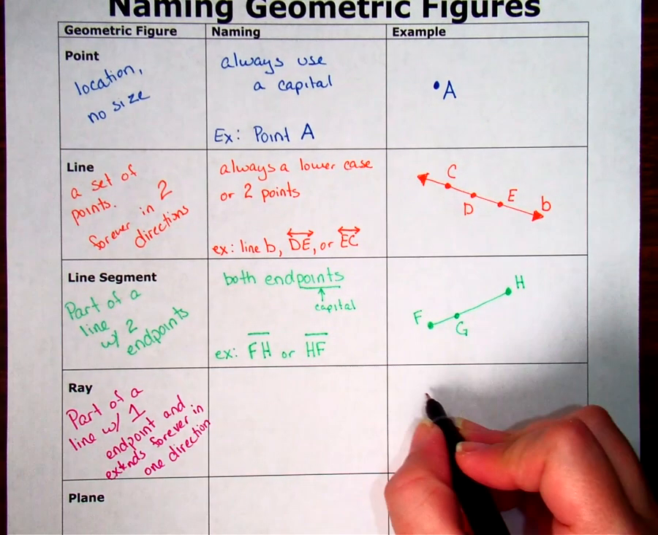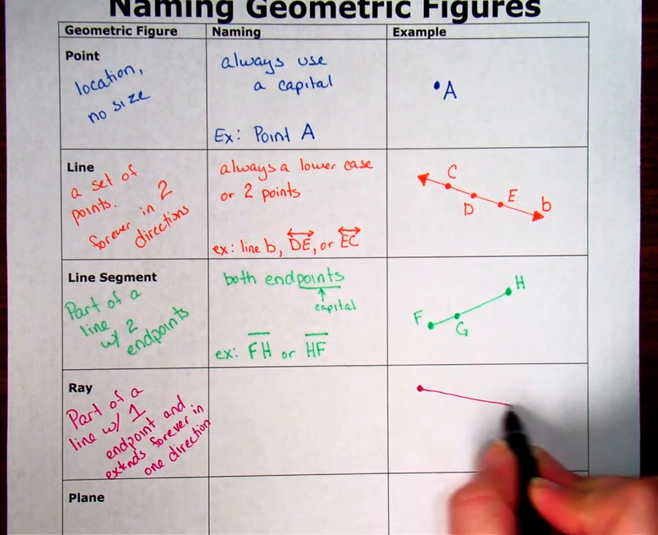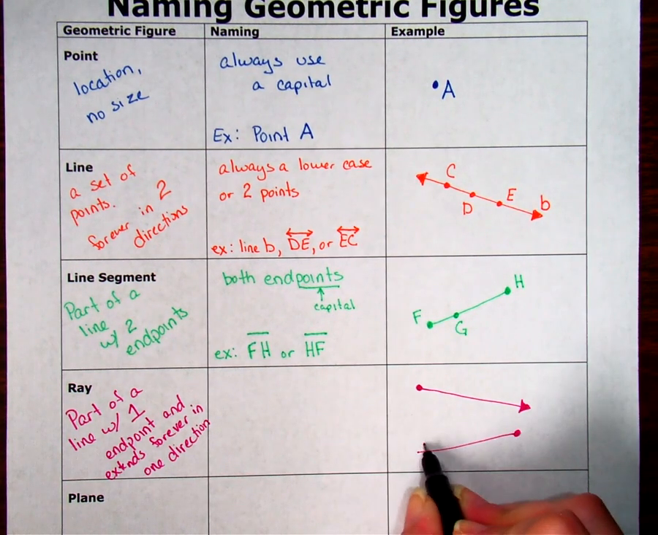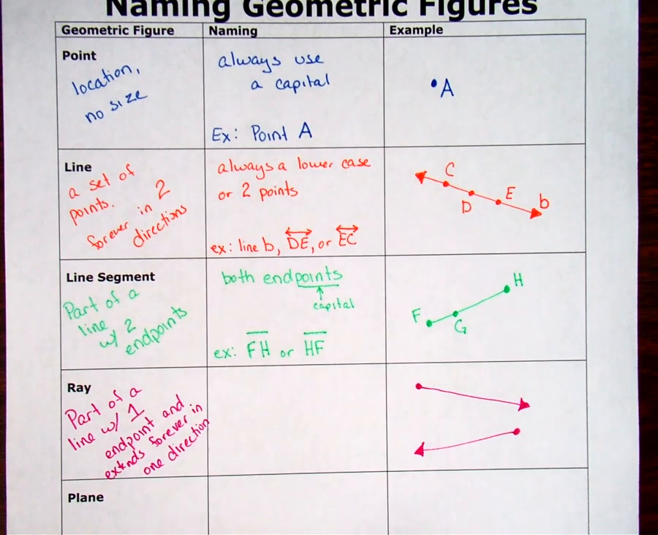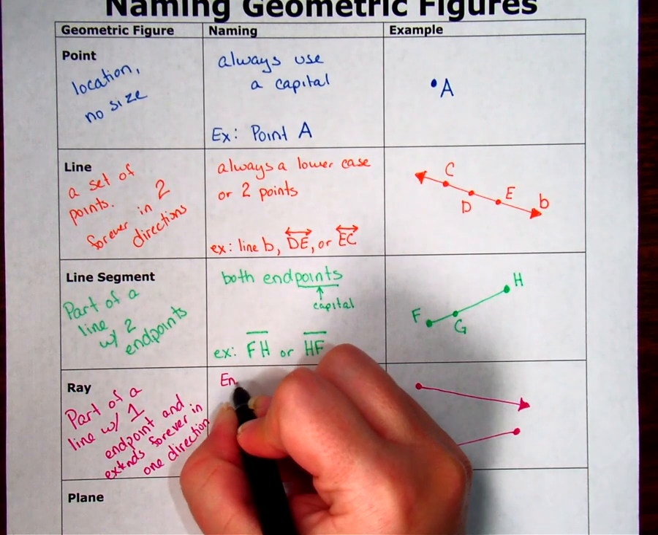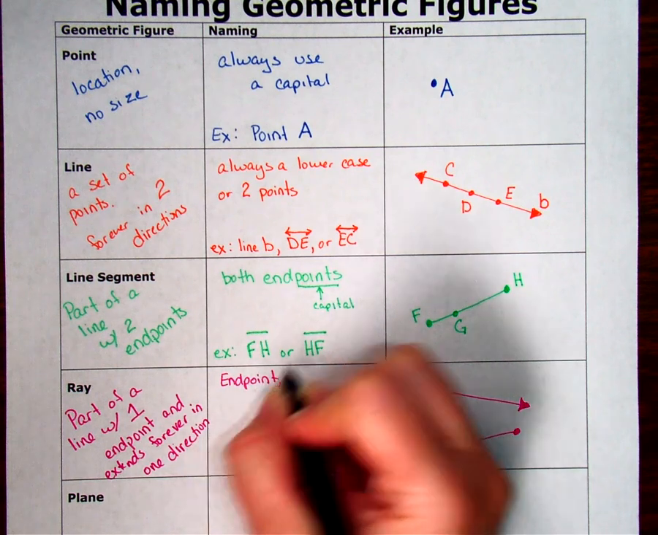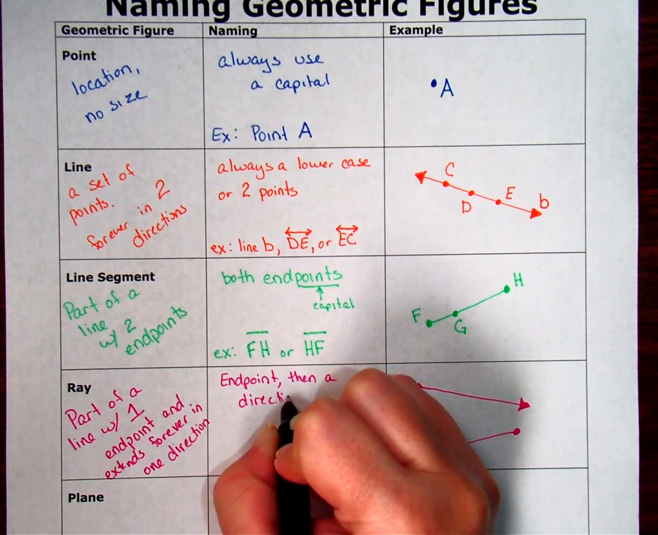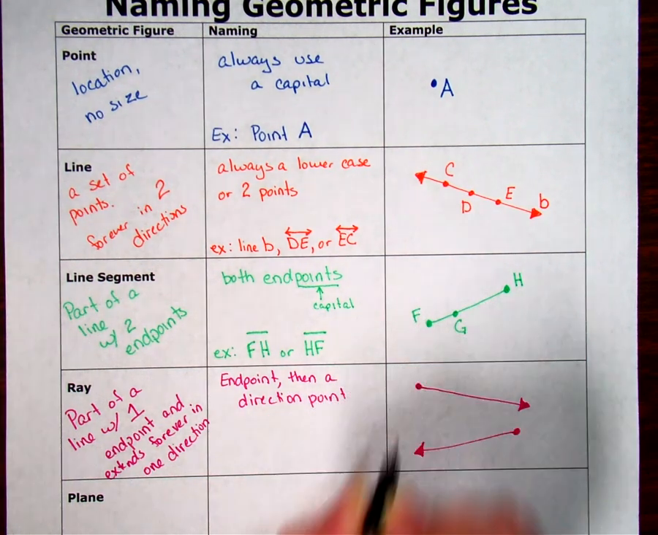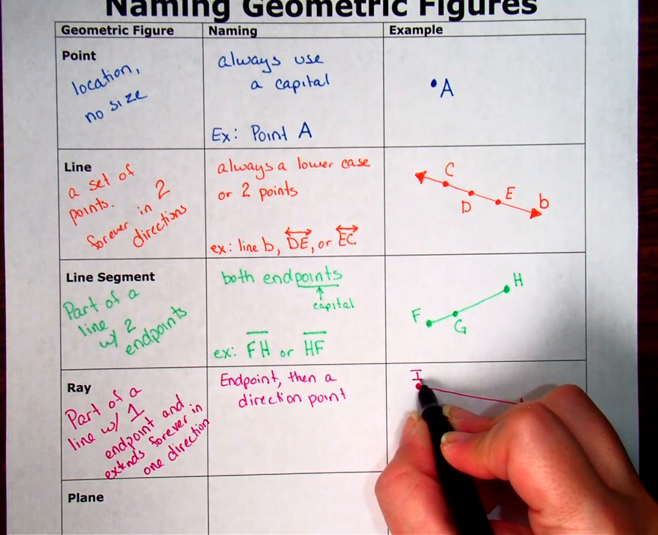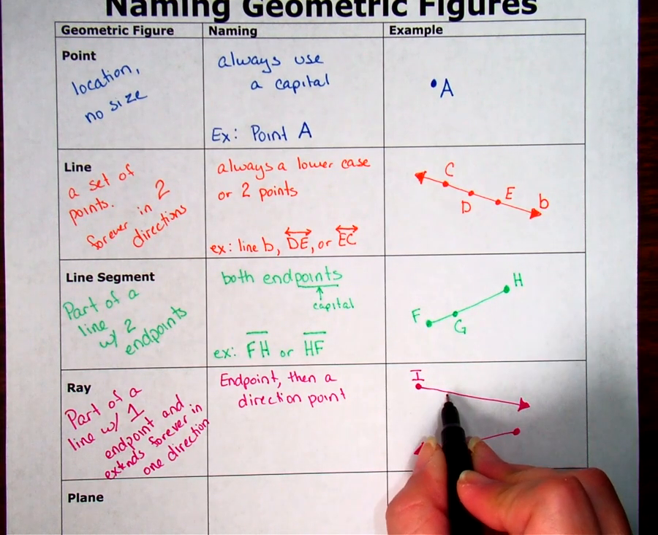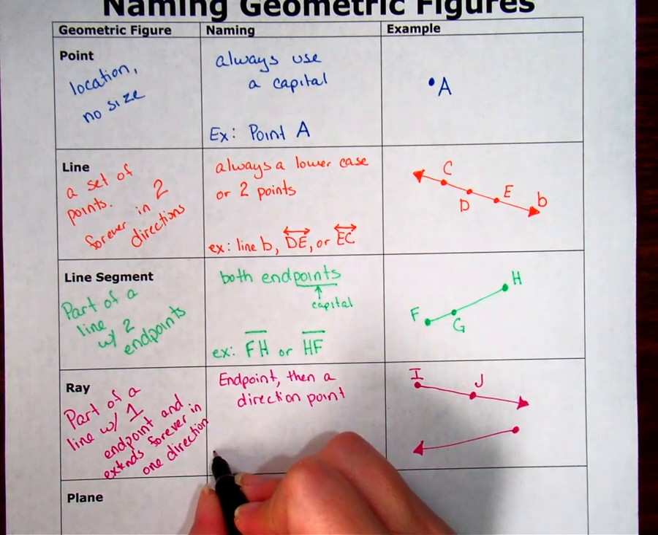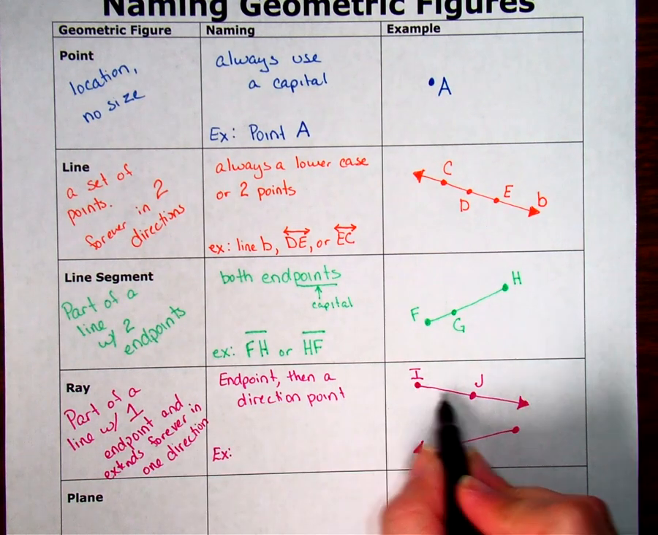So what it looks like is I would have an endpoint, and then it goes off in some direction. And it could go any direction. I could draw it looking like this. The way we name them is we use the endpoint, then what we call a direction point. So we have to know that endpoint. Let's say it's point I. And then we have to have another point somewhere on here. There could be like 3 points here. I just have to pick one. Let's say there's J. So then, for example, I could name this ray IJ.